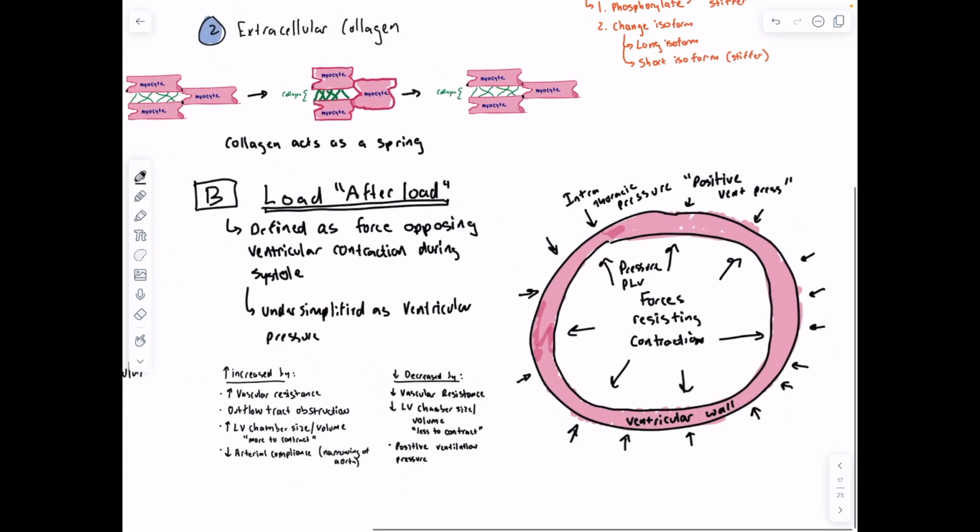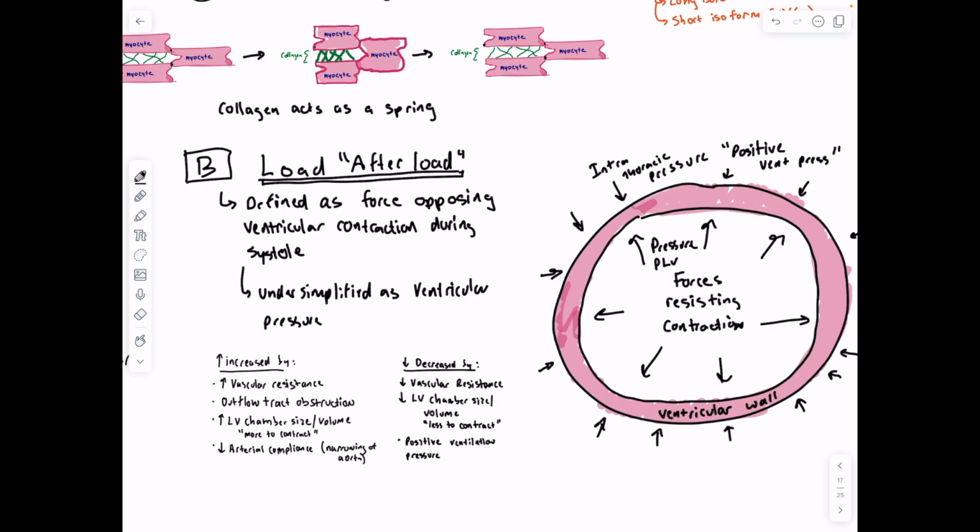All right, then we have load or afterload. This is defined as the force opposing ventricular contraction during the systolic phase, and generally oversimplified as ventricular pressure, but it's increased by vascular resistance, outflow tract obstruction, left ventricle chamber size, volume, because there's more to contract, and then a decrease in arterial compliance, aka narrowing of the aorta. Basically, any force that's going to make it harder for the ventricle to contract is going to be considered afterload.